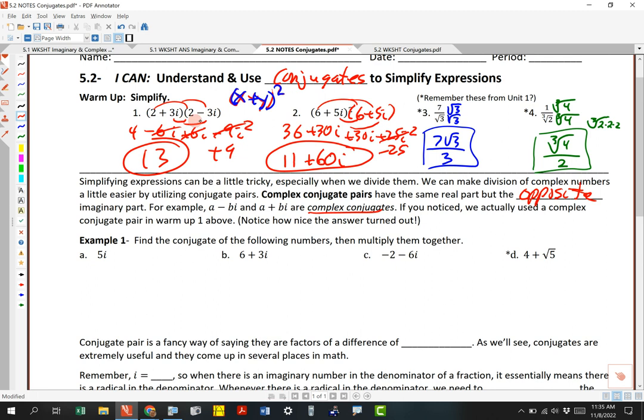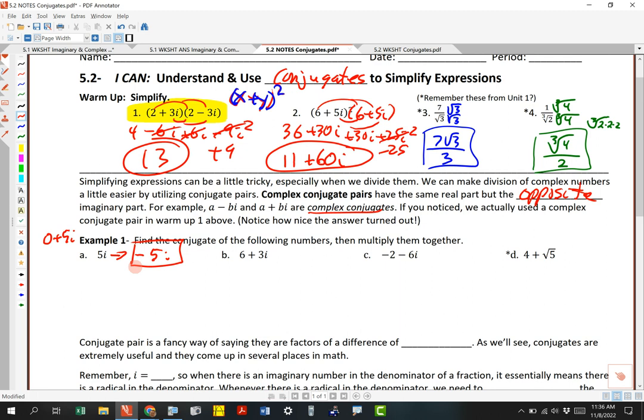And you'll notice that we actually had some complex conjugates in number 1 up above. If you take a look at warm-up number 1, 2 plus 3i and 2 minus 3i are conjugates, and you'll notice that the answer turned out pretty nicely. So what we're going to do to start off is figure out the conjugate of each one of these, multiply them together, and show that we've got a really cool pattern. The first thing: this technically is 0 plus 5i, so the conjugate of that would just be negative 5i. So there is the conjugate.